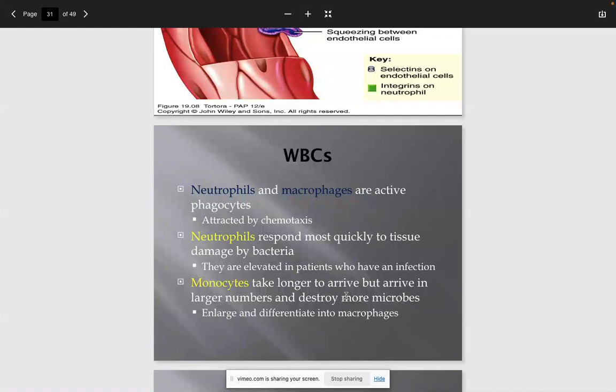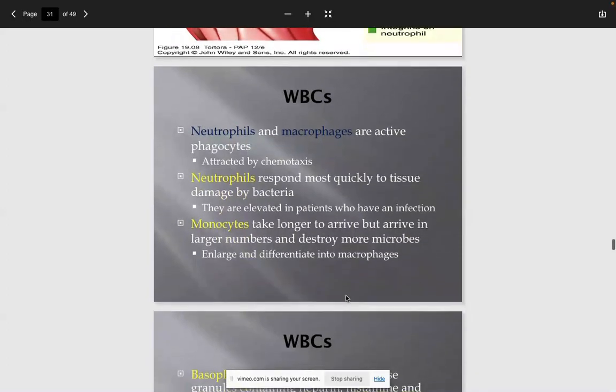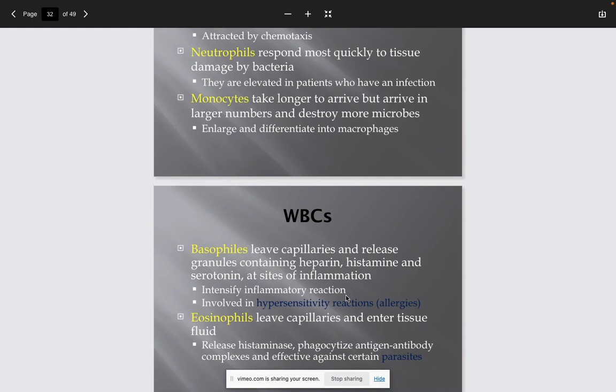Monocytes take longer to arrive, but they arrive in larger numbers and destroy more microbes. They are called monocytes when they're in the blood, but once they leave the blood and enter the tissue, they're called macrophages. Basophils contain granules. Again, we've covered this previously. They release different chemicals, heparin, histamine, and serotonin, at sites of inflammation. They play a role in some hypersensitivity reactions, some allergic reactions that occur. They intensify inflammatory reactions.